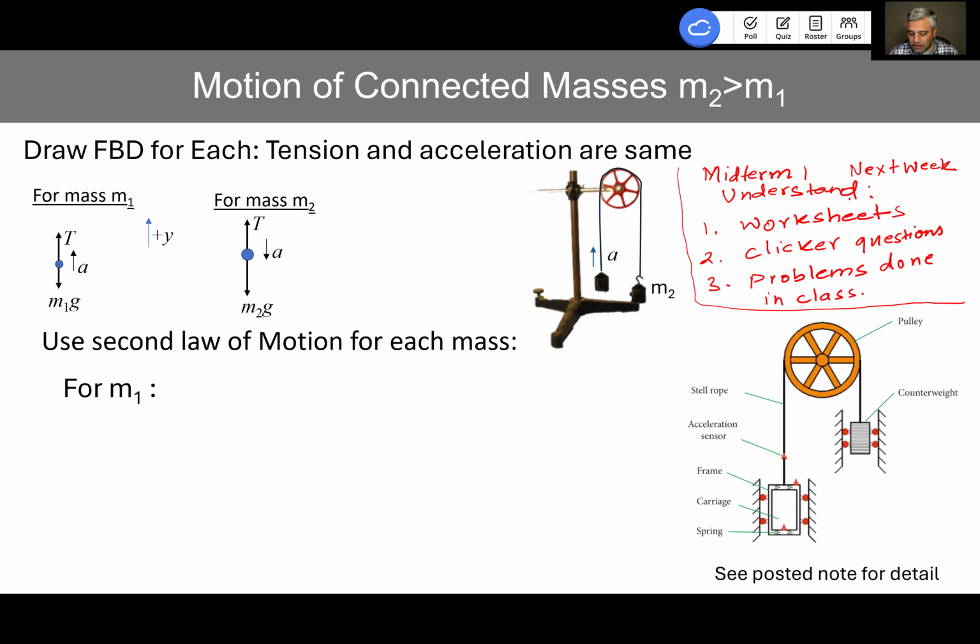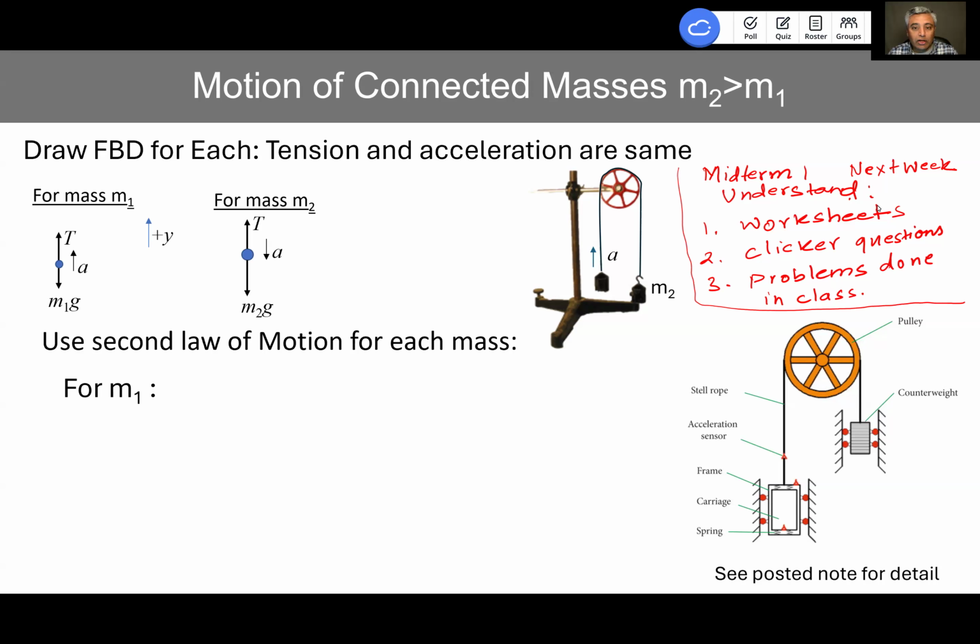So here in this corner of the slide, I wrote about our midterm next week. Just like it's written in the syllabus, it's going to be next week. I suggest you study the worksheets for the midterm in this order: understand the worksheets, everything, and then the clicker questions, understand why a particular answer is correct, and then the problems done in class.